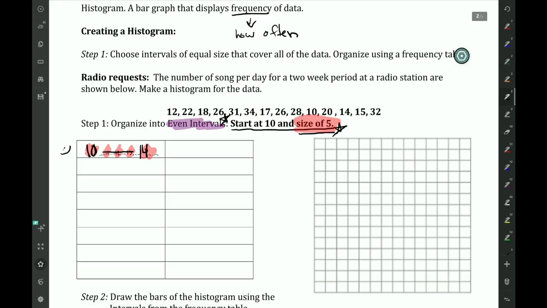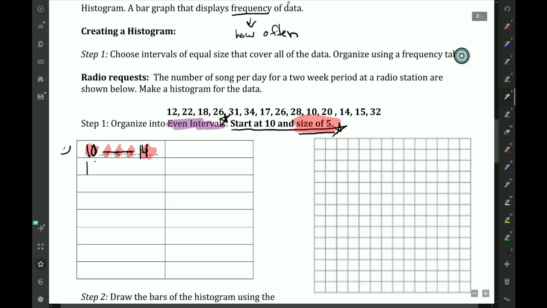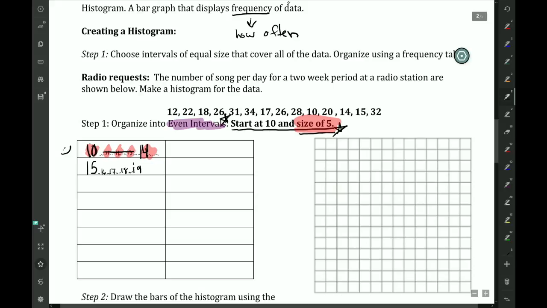That means the next one is going to start at 15. Now I want it to be size 5. So 15, 16, 17, 18, 19. And again, students want to put 20 because they're like, I'm just going to add 5. But no, be careful. So again, it's 15, 1, 2, 3, 4, 5, yes. So that's the next one. You should see a pattern occurring.